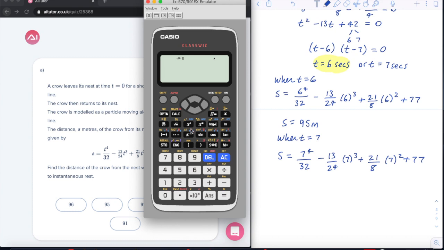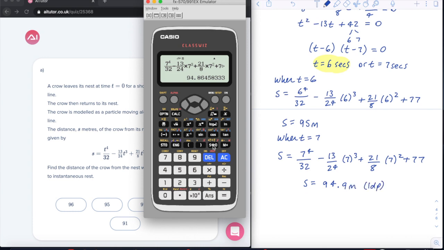Right, and when t is 7, this is going to be 7 to the power of 4 divided by 32 minus 13 over 24 times 7 cubed plus 21 over 8 times 7 squared plus 77. That gives us an answer of s equals 94.9 meters to one decimal place.